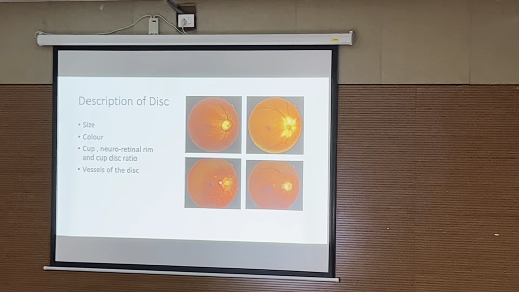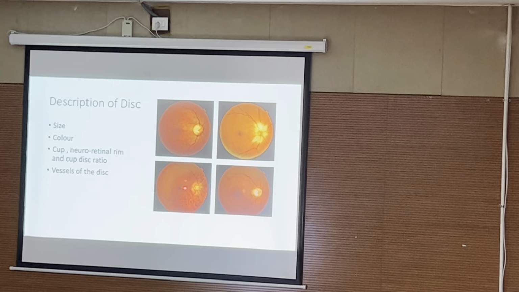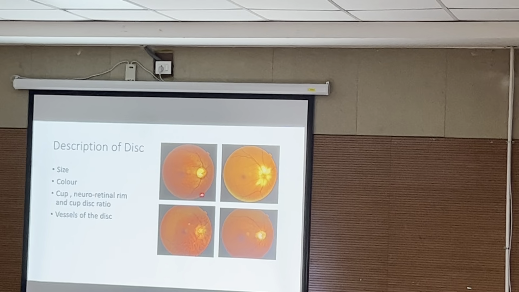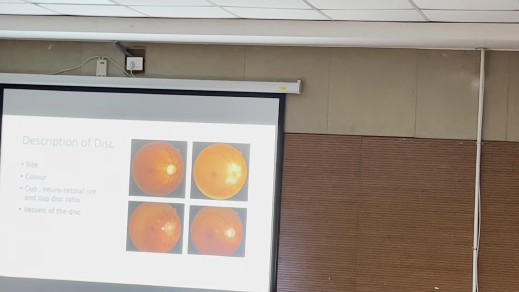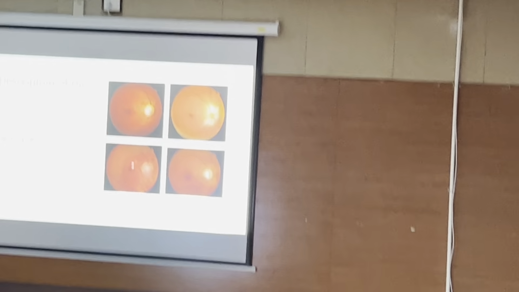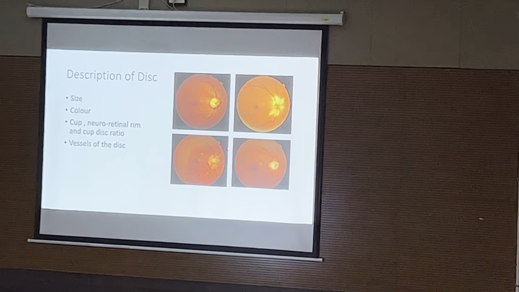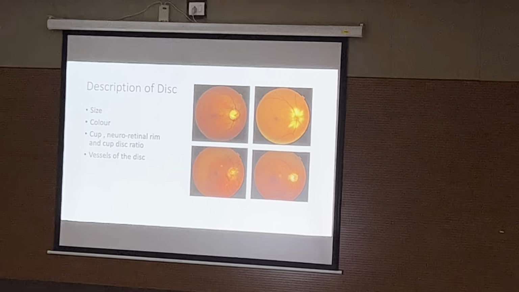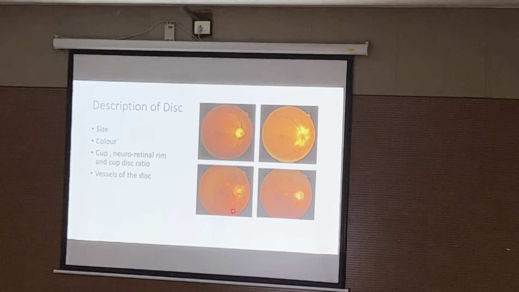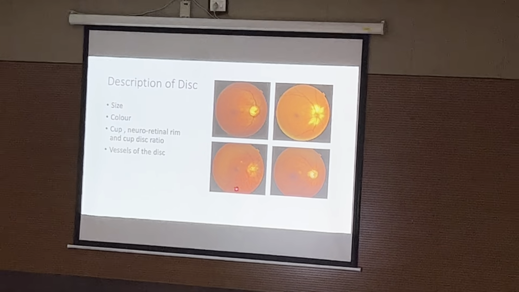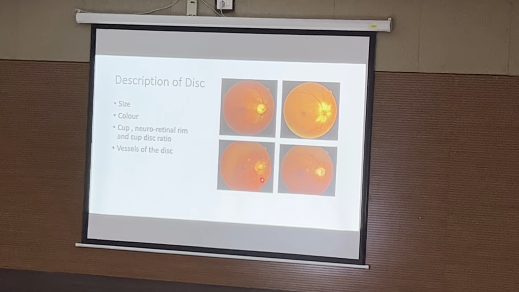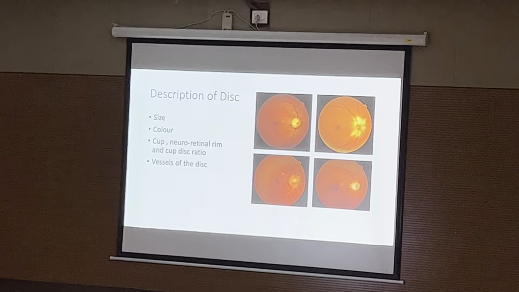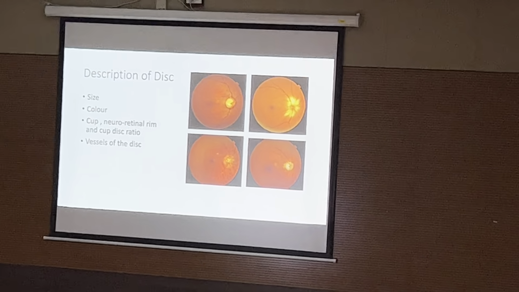Here you can see that the disc is tilted towards the infero-nasal direction. The blood vessels normally arise from the nasal part of the disc, but here blood vessels are arising from the temporal part of the disc. They are first going nasally and then they are coming out. So this is situs inversus of vessels at the disc. And you can see here RPE depigmentation, and you can see the choroidal vessels shining through in the inferior nasal quadrant. So this is a case of tilted disc anomaly. So that's how you have to first describe the disc.